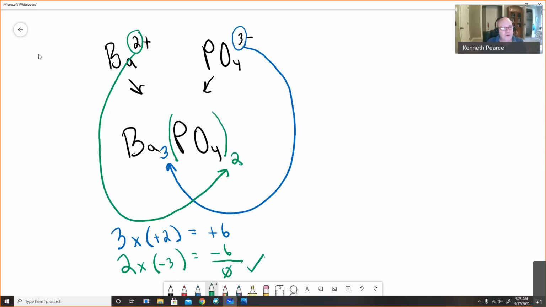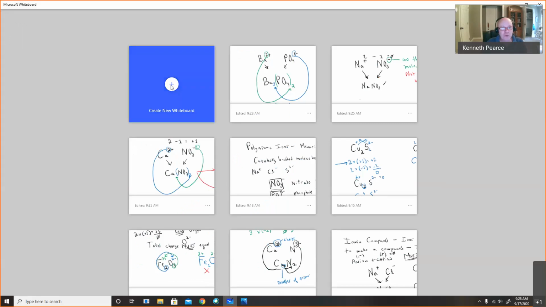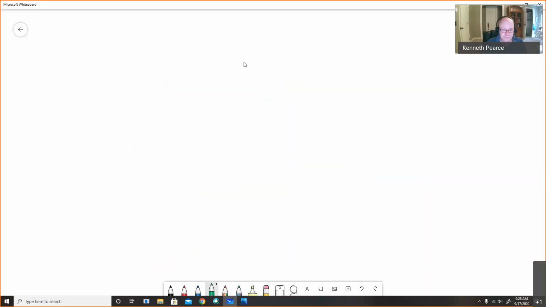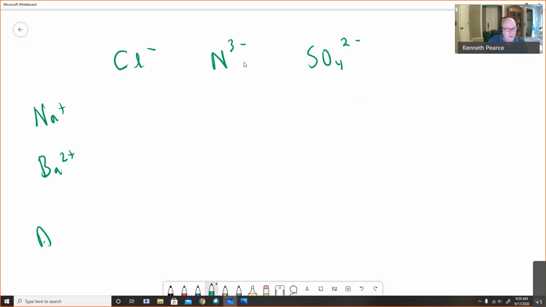And so I'm going to show you one more thing here, a useful exercise that you can do on your own is to make a table, just so you can practice doing crossing charges. And you could say like chlorine minus, let's say N3 minus, and maybe we can go with a polyatomic sulfate 2 minus, and then you can run down the left side and you could say like sodium plus, barium 2 plus, and maybe even aluminum 3 plus.